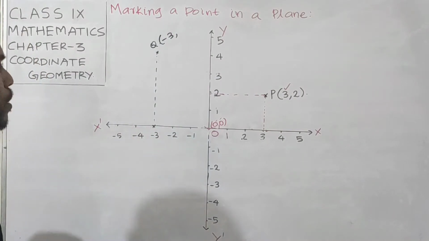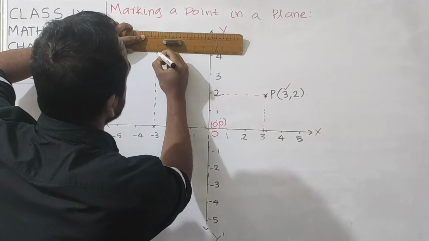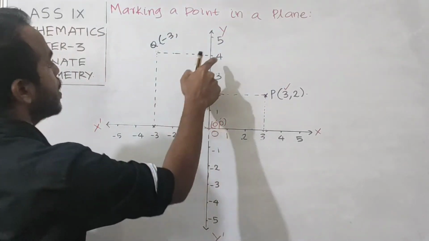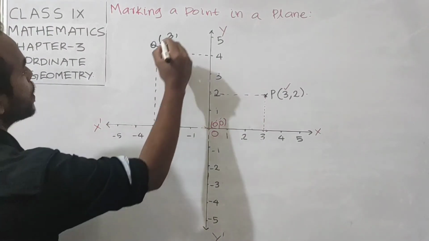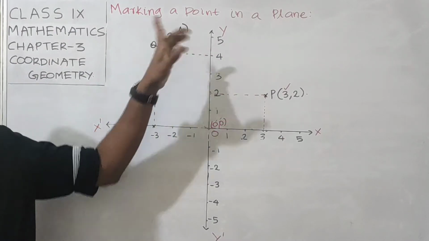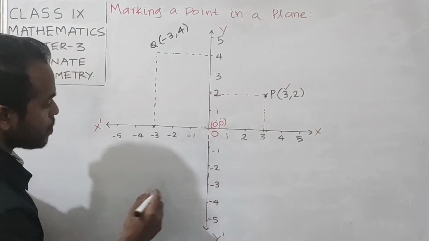Now to find the y coordinate, draw a line towards the y-axis. You can see, where is it going? It is going towards 4. So we can write the coordinates of Q as -3, 4. I hope you understood. Now let's see another point.